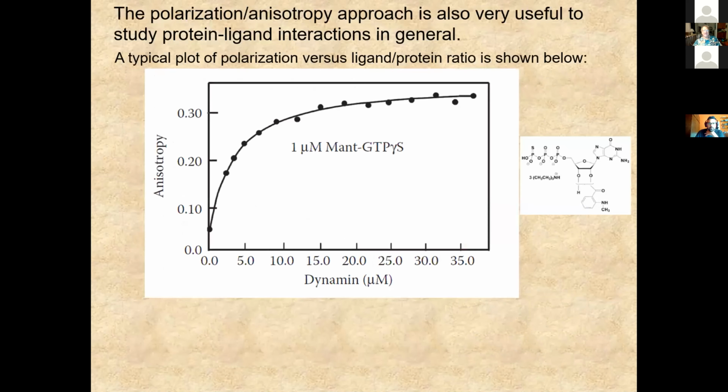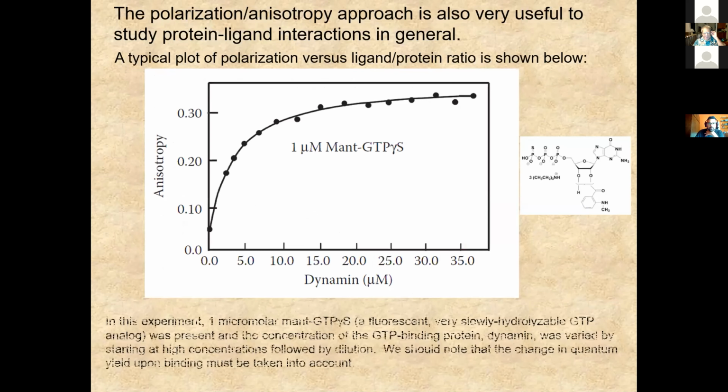The same applies when we use it to study protein-ligand interactions. Here's a case of a fluorescent GTP, a non-hydrolyzable GTP gamma S, binding to dynamin, a GTP binding protein. Before we add the protein, the anisotropy or polarization is very low because the probe is free in solution. When we add the protein, it goes up and up and up, and I can get a nice binding isotherm. Basically, I can get the binding constant, about 8 micromolar in this case, when we take into account the change in the quantum yield upon binding. So these are very easy and quick methods in cuvettes to do these binding measurements.